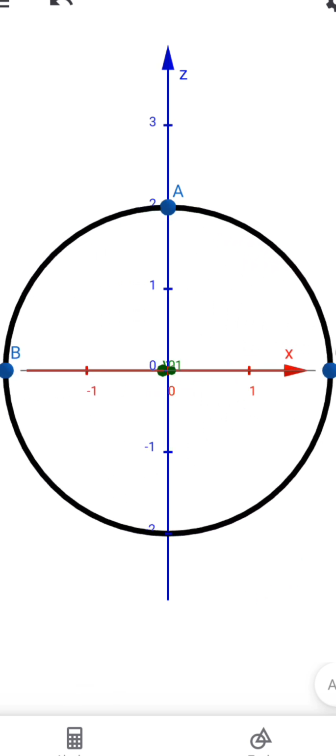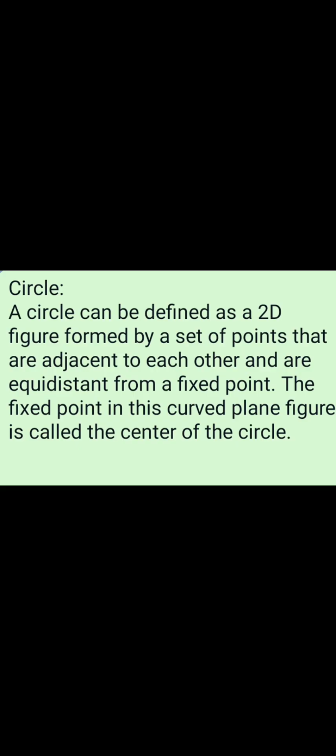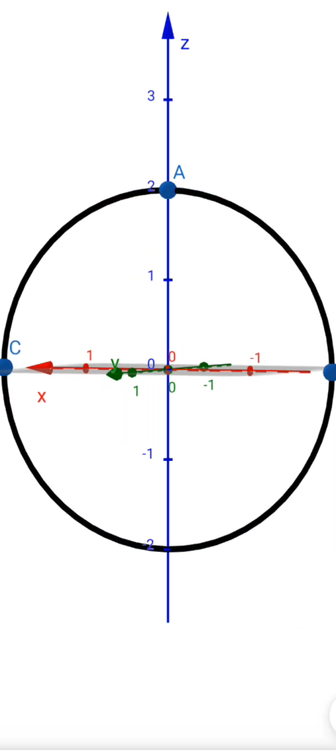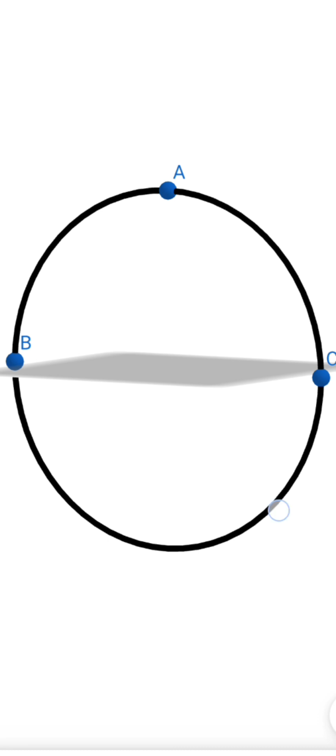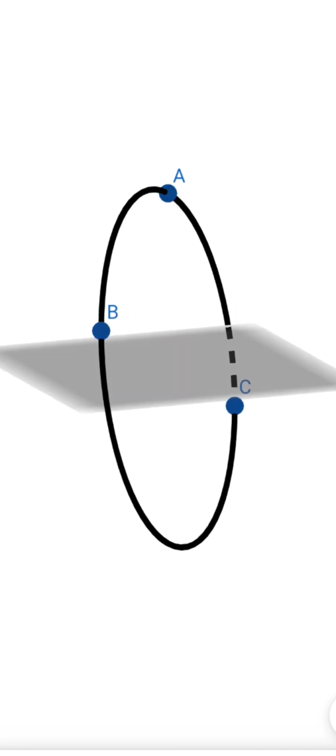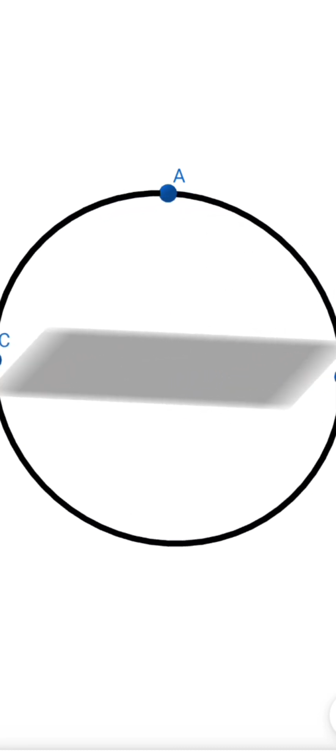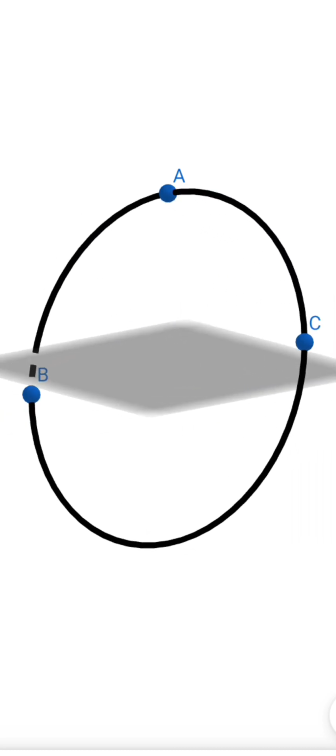Every point on the circle is equidistant from a point, and that point is called the center of the circle. Area is the enclosed surface within the circle. As you can see, this circle has enclosed some area. That particular part is the area of the circle, and the formula of which is pi r square, where r is the radius of the circle.